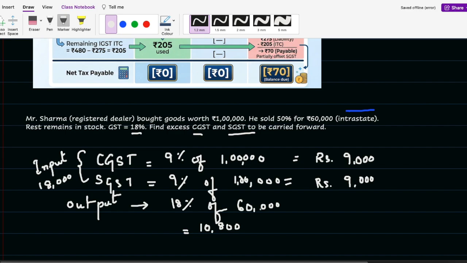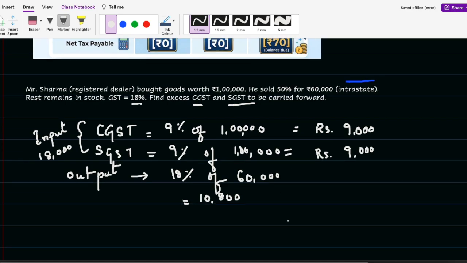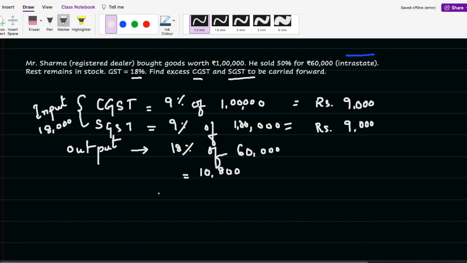10,800. Same, if he is doing intrastate only, then half of it is for the center, 5,400, and half of it will belong to the state, 5,400. However, he has paid 9,000, right? So whatever excess ITC he is having now, which he is unable to claim because he was not able to sell it.